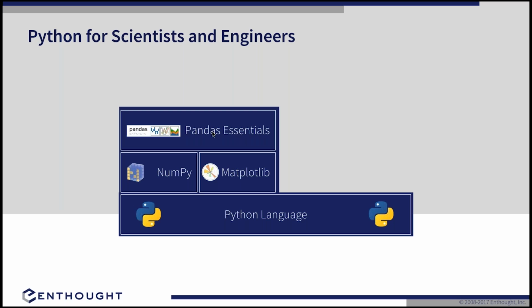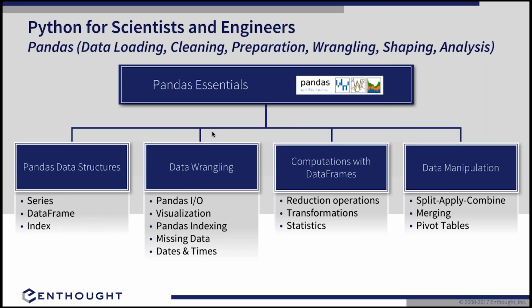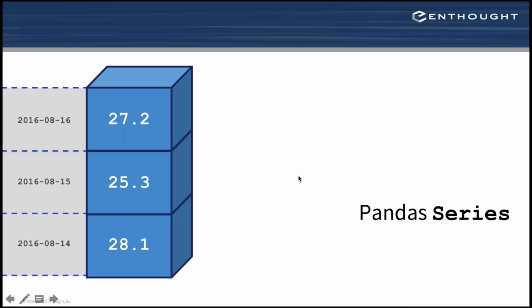All right, so those are the core elements of the scientific stack. And then Pandas is just a workhorse. You can do loading of data, cleaning, preparation, wrangling, shaping, analysis. It's just a great package for doing a lot of different tasks. Similarly to what I did for the Python language, I'll just kind of talk about the data structures, the computation here, and then also it supports more wrangling and data manipulation. So I'm going to cover this part kind of quickly, skim over it a bit.